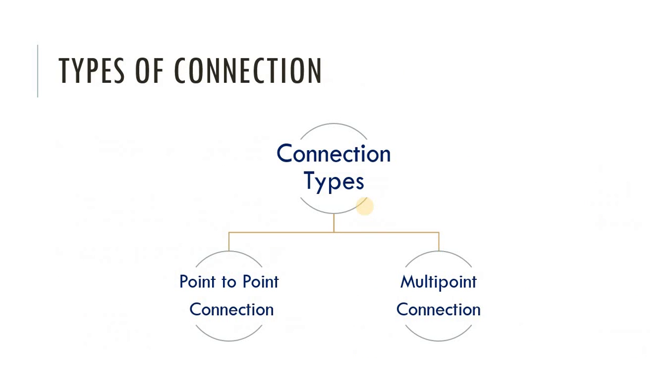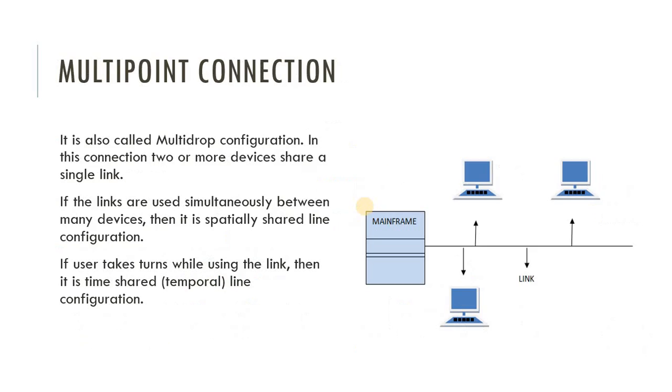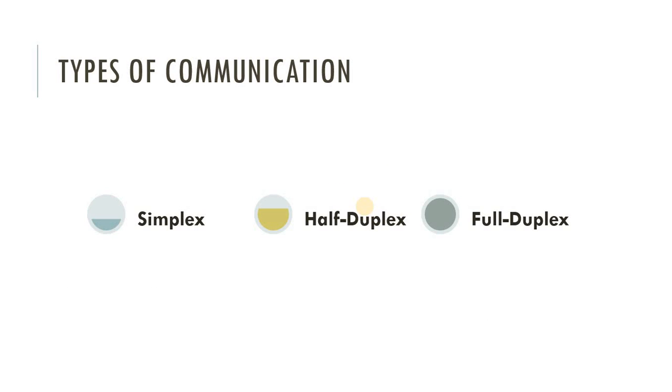In today's session we learned different types of connection, which are point-to-point connection and multi-point connection. In brief, in the point-to-point connection there are only two devices, no other device is between them, and they are directly connected. In the multi-point connection, there are multiple devices which share the same link. So these are the two different types of connection, and the types of communication are simplex, half duplex and full duplex.